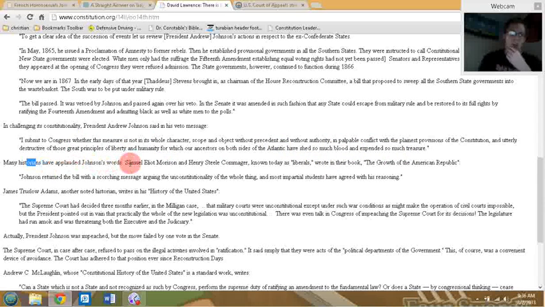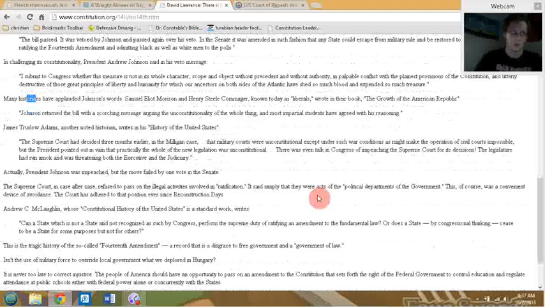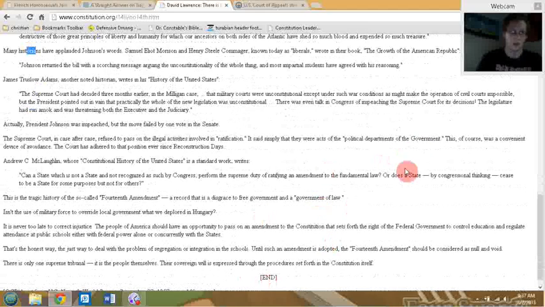Many have applauded Johnson's words, many historians. Samuel Eliot Morison and Henry Steele Commager, known as liberals, wrote in their book The Growth of the American Republic, Johnson returned the bill with a scorching message arguing the unconstitutionality of the whole thing, and most impartial students have agreed with his reasoning. We have a whole bunch of these right here.